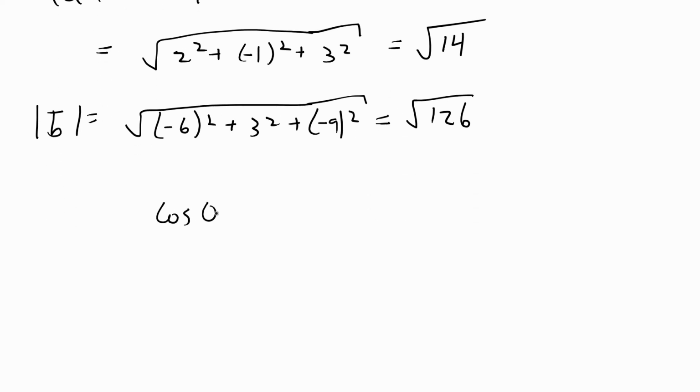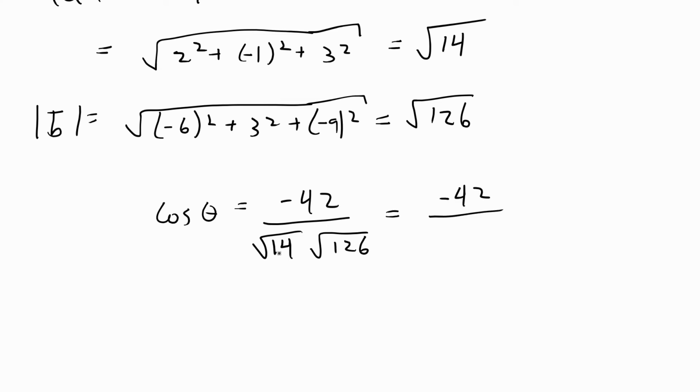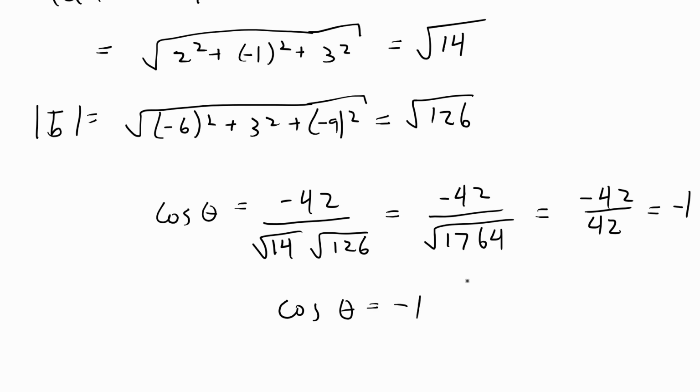So we have cosine of theta is equal to -42 divided by the square root of 14 times the square root of 126, which is equal to -42 over, if we multiply 14 and 126, that's going to give us the square root of 1764. And if we take the square root of that, that's equal to 42. So it's going to be -42 divided by 42, which is equal to -1. So we have the cosine of theta is equal to -1.